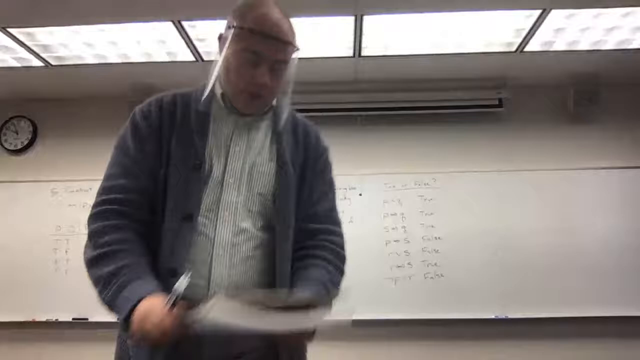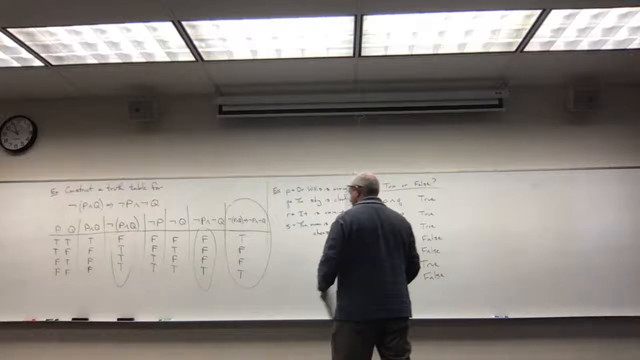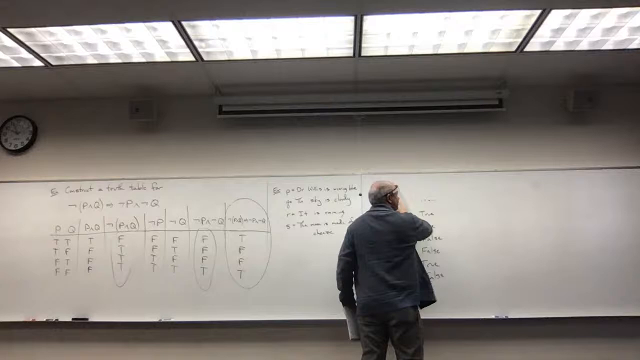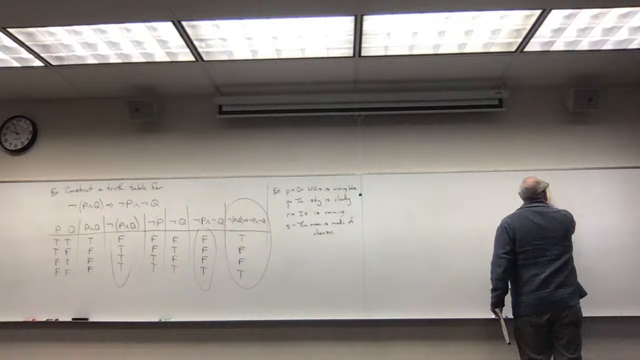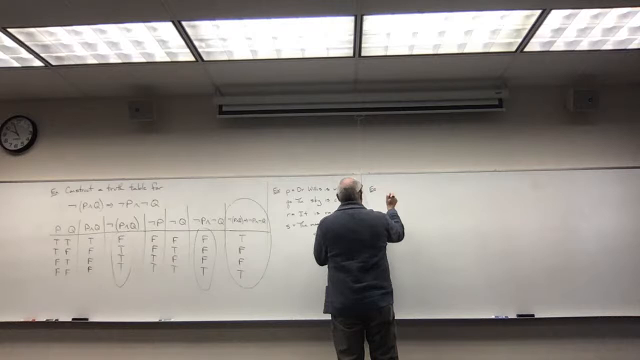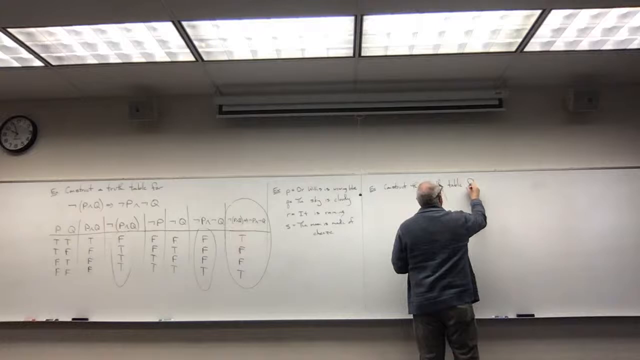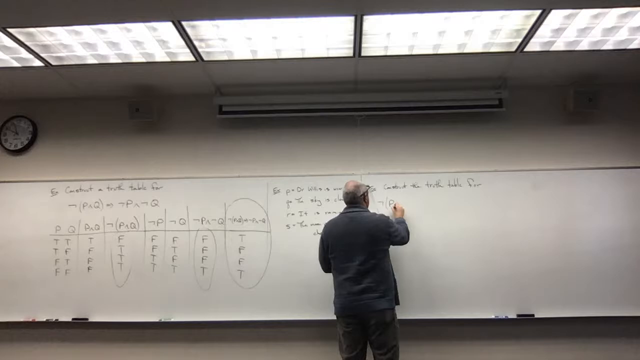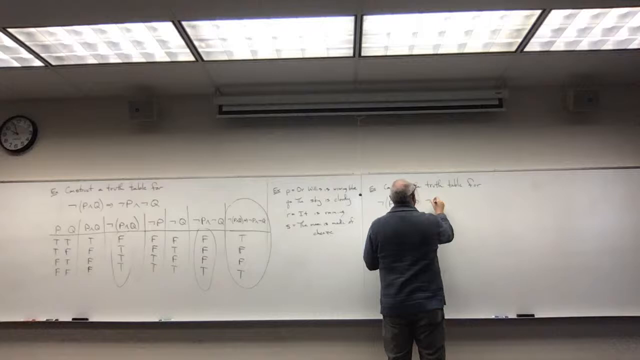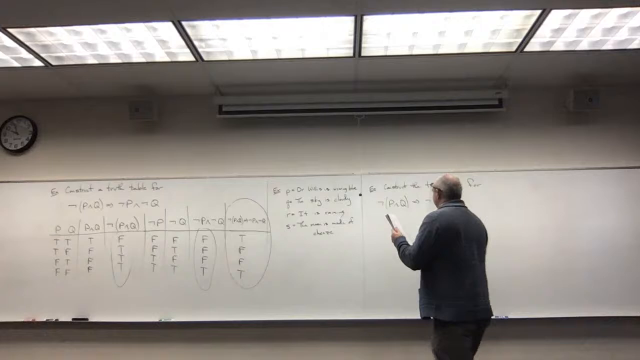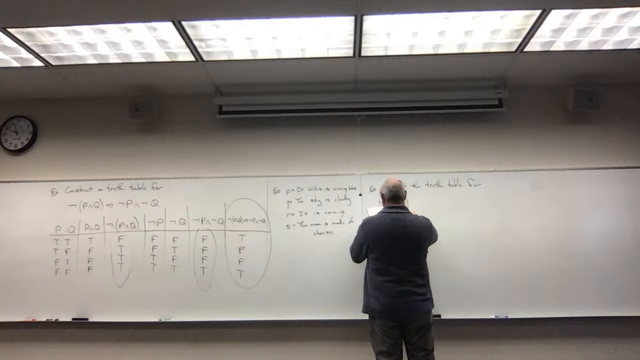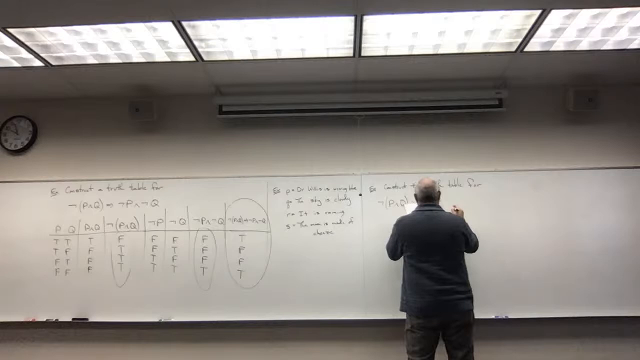Let's do another one just for practice. So, example, let's construct the truth table for the following. Not P and Q implies not P. Oh, that's the one I just did. You can do it again. Okay. Not P and Q or R implies not P or R. There we go. That's better.